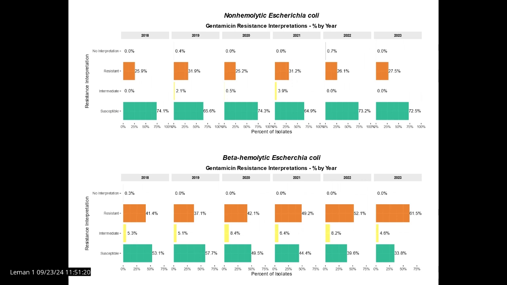And so what we're seeing is you start here in 2018 where we have about 50 susceptible and 50 either resistant or intermediate. And that follows very almost linearly over time to 2023 where we've got about 30% in the susceptible category and about 70% in the resistance. So that says we've got a very worrisome pattern as far as what is happening with the prevalence of gentamicin resistance in our beta hemolytic E. coli's.